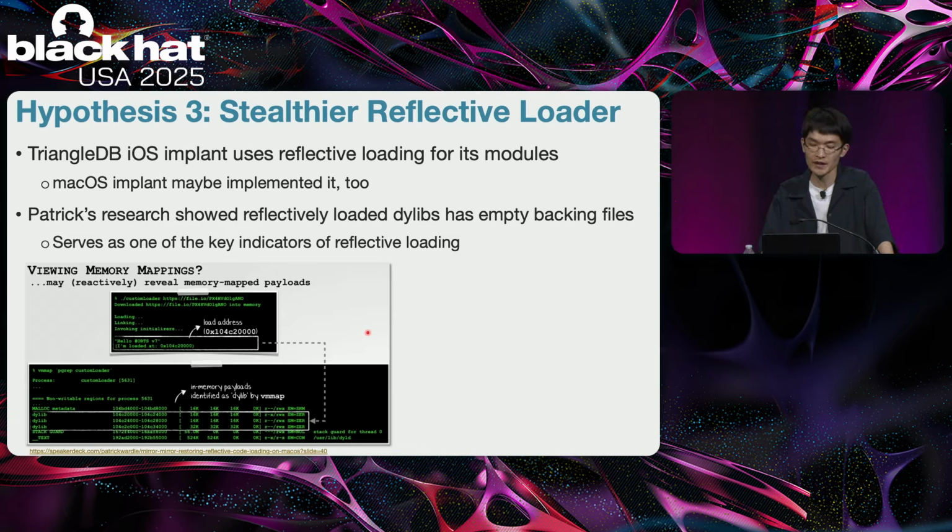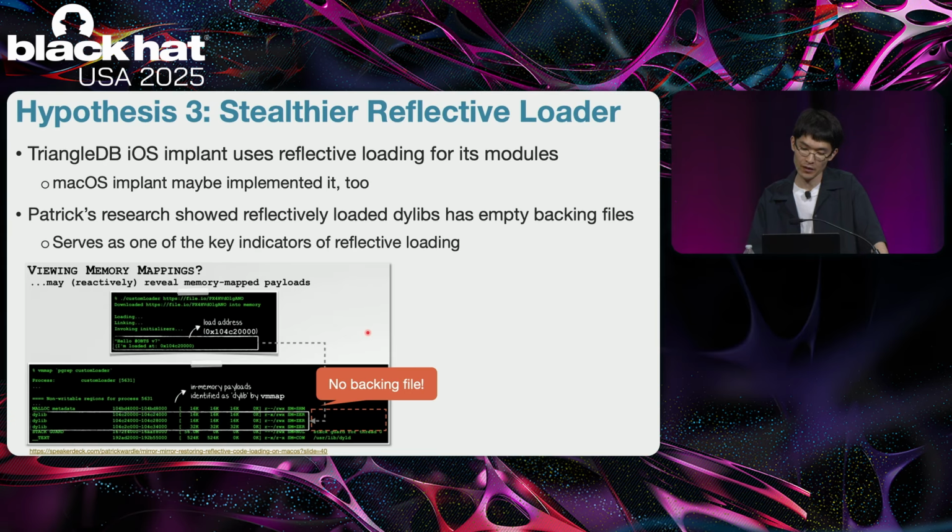and the loaded library scanner was designed to detect that. Researchers at Kaspersky pointed out that the iOS implant used a reflective loader, and it's likely the macOS implant implemented it as well. But when a dylib is loaded through a reflective loader, the backing file is usually empty. This was pointed out by Patrick Wardle last year, and it is one of the few ways to detect reflective loading. But here's a thought.